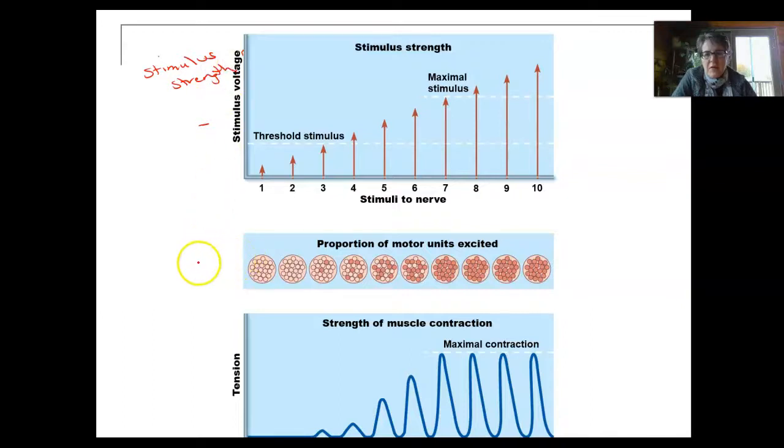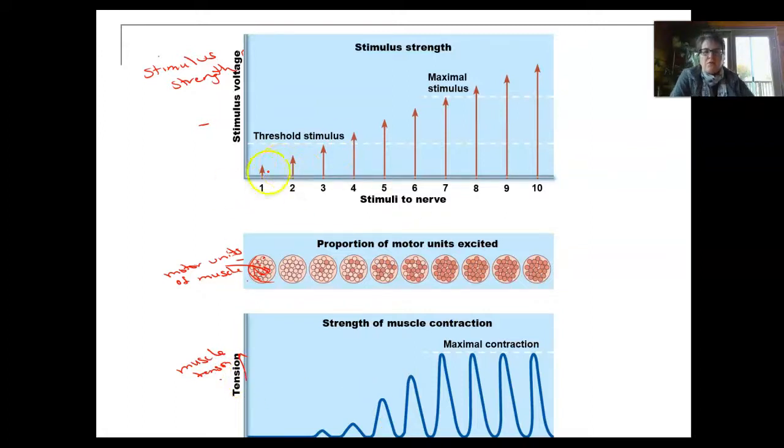This guy in the middle is a picture representing how many motor units of muscle. So this big circle is the muscle, and then all these little circles are motor units. Okay, all of those little ones in there. And then this third one is talking about muscle tension, muscle force. Okay, so muscle tension is increasing.